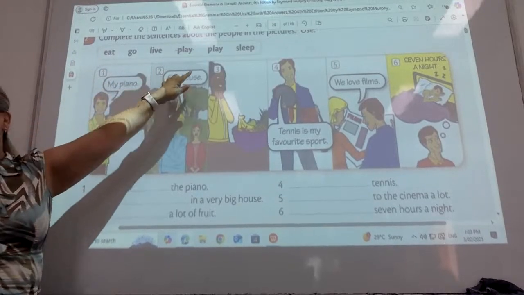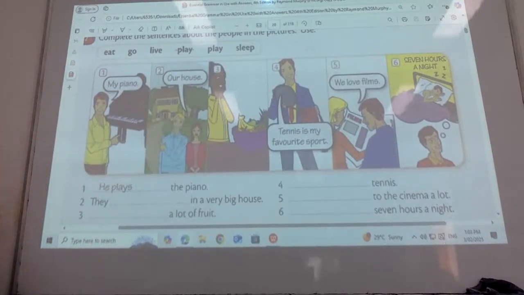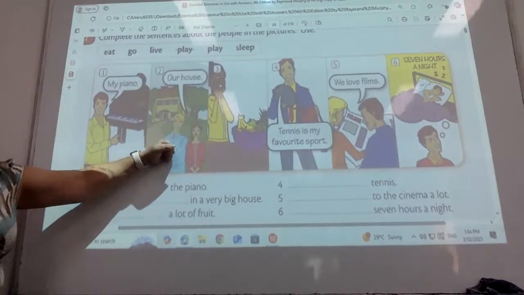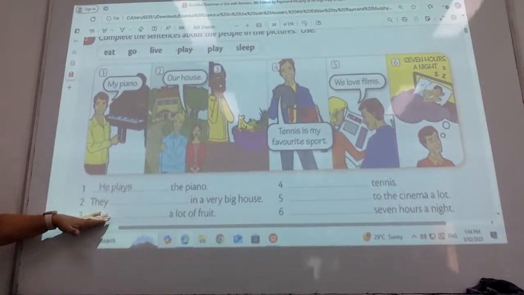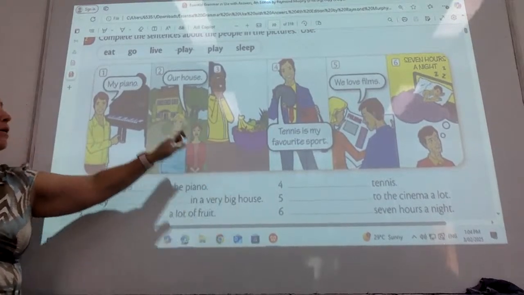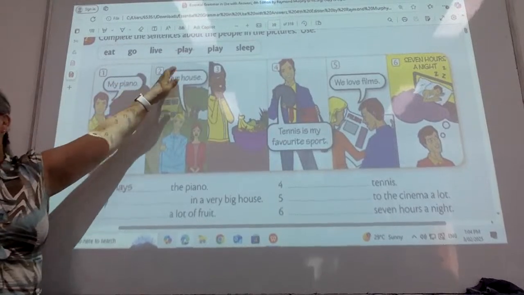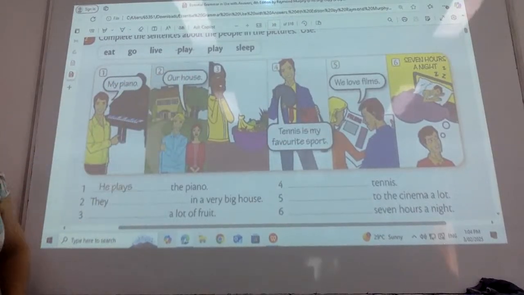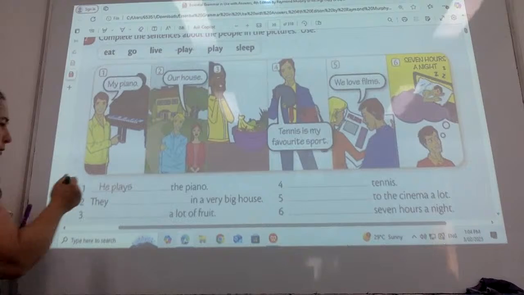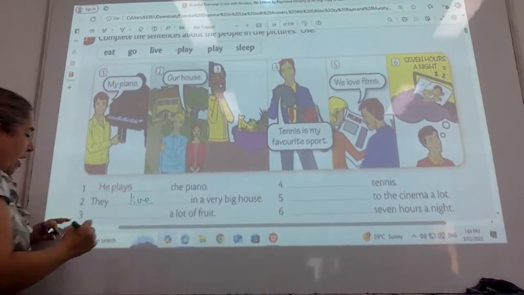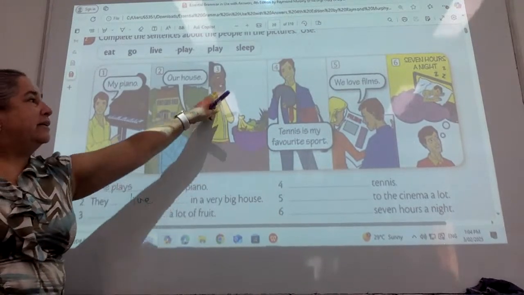here you have the verb. Kishore, zip the lip. You have go. No. House, our house. So they, in a very big house, eat, go, live. Live. They live or they lives? Live. Good. Okay. Number 3.